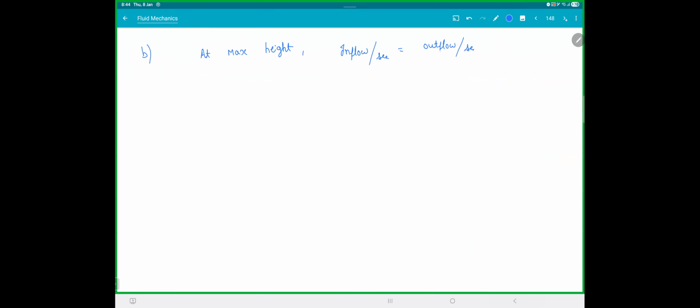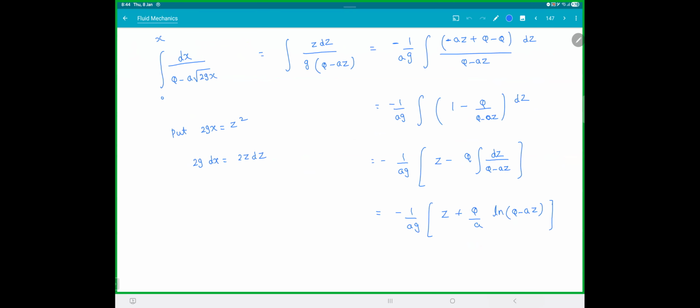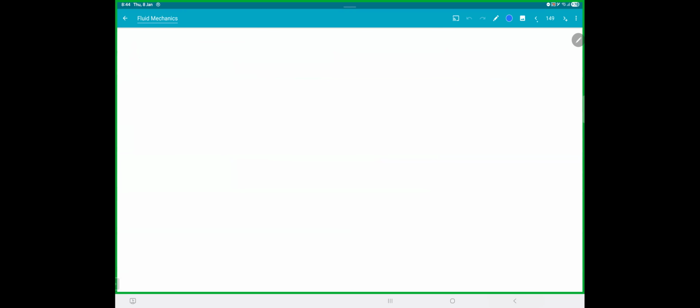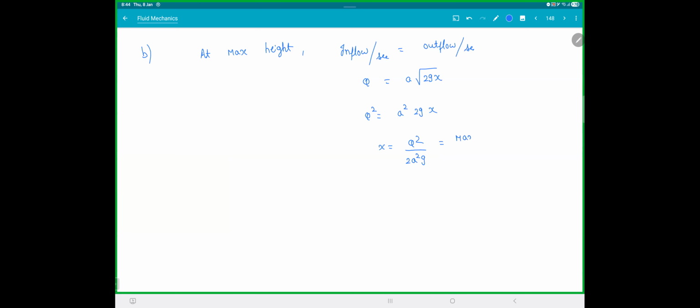So basically dx by dt is 0. What is the inflow per second? Q. What is the outflow per second? A into root 2gx. So there you'll get it directly from here. So Q square is equal to A square 2g x, and this would be your H max. This is your max height.